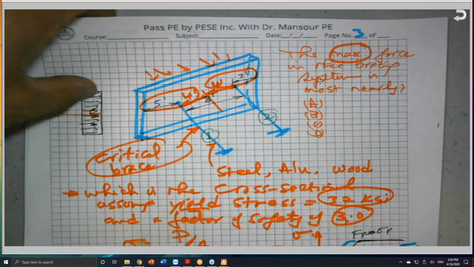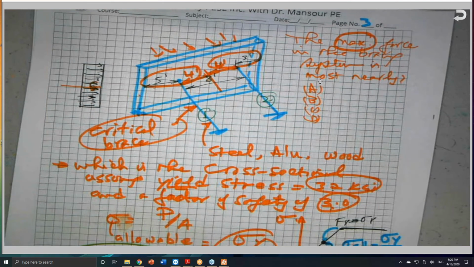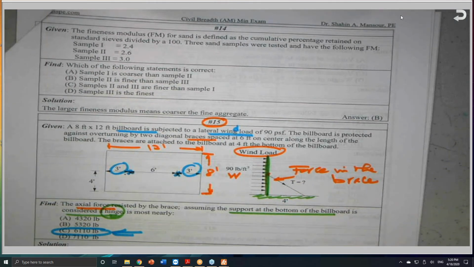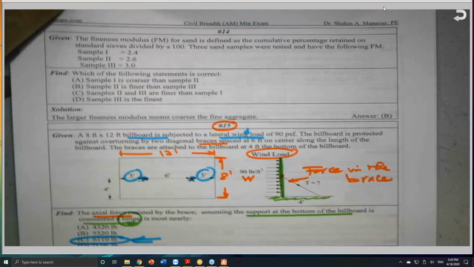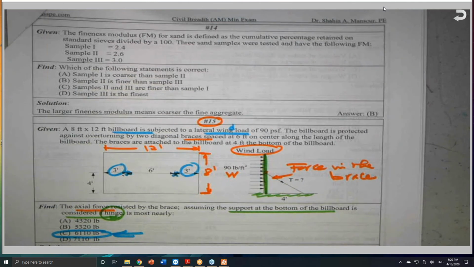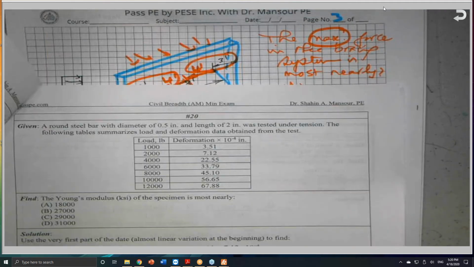The second problem that I need to go over. I don't know if you plot or print all these problems.